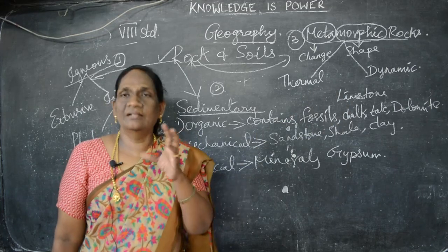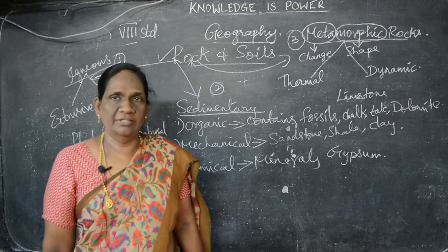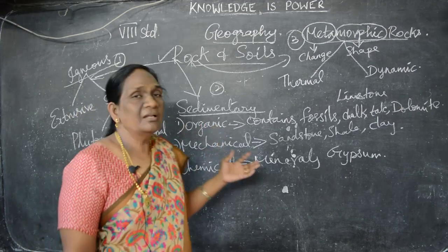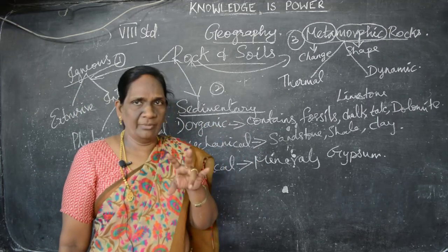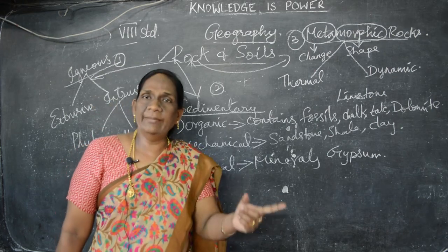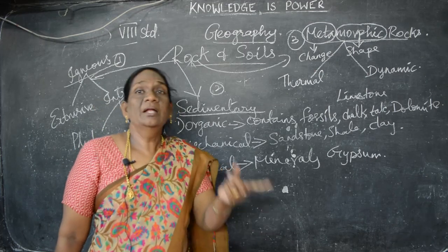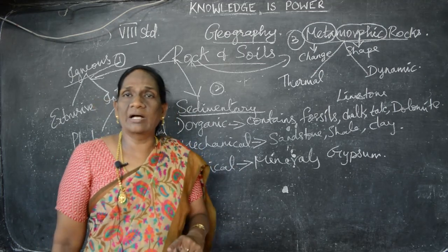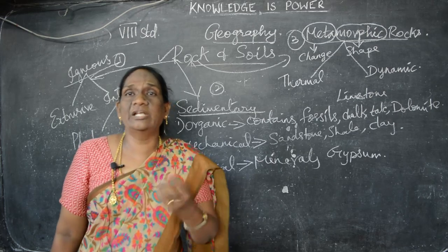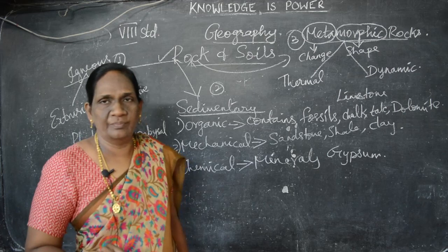Like this, metamorphic rocks are formed. Understand? We can have two types of metamorphic rocks. What are they? Thermal metamorphic rock and dynamic type. In the thermal type, how does it form? Because of the temperature of the earth. Remember TT, it will be easy for you.